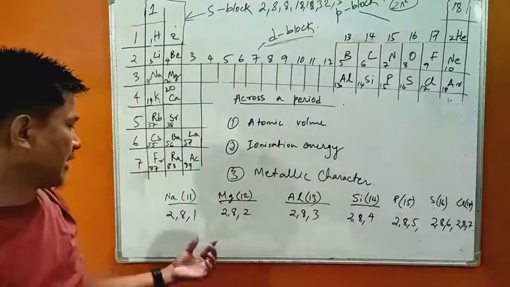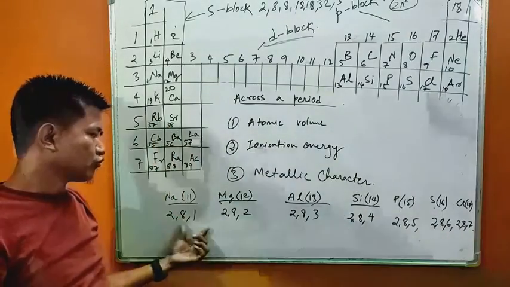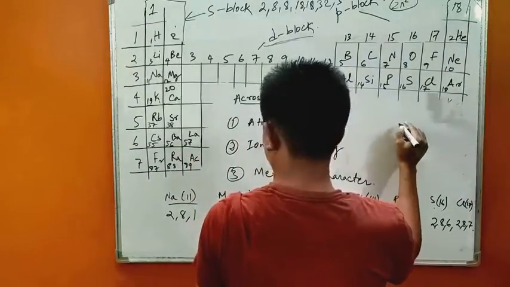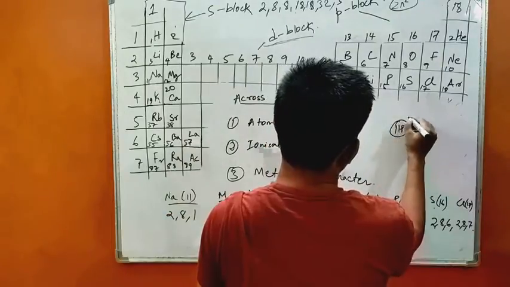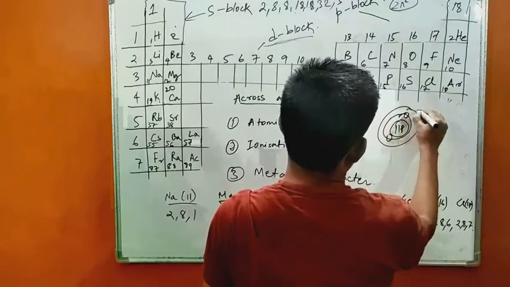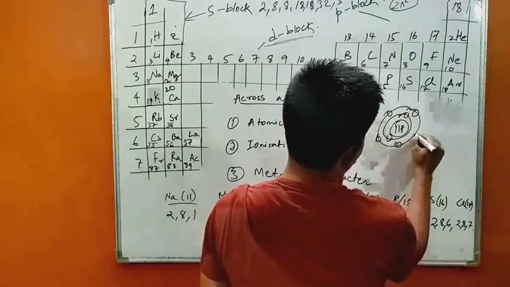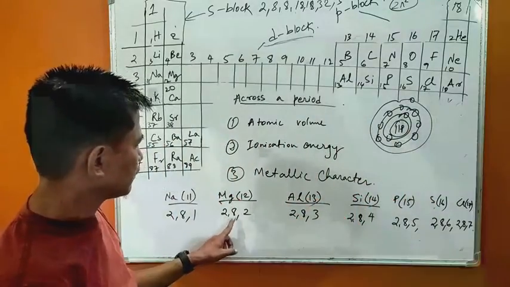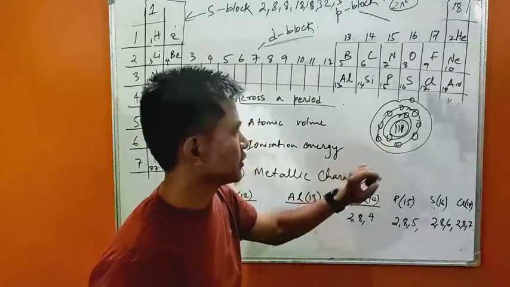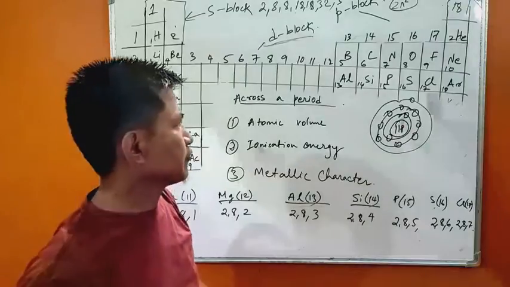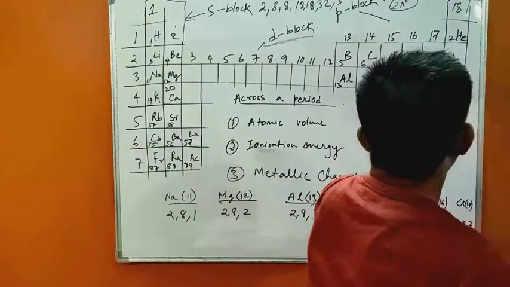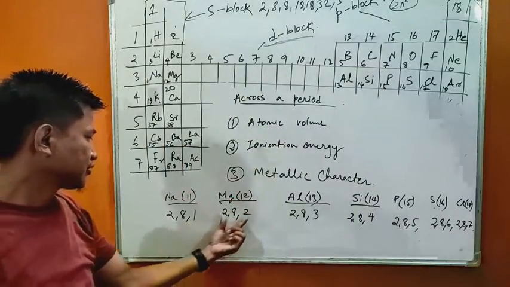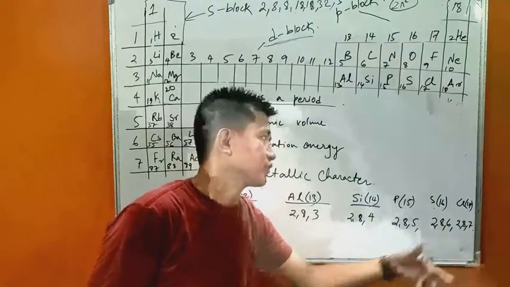Okay. Now atomic volume, actually it looks the same, isn't it? Because the number of shells is the same. In the first shell, sodium has 11 protons. So first 2 electrons, then 8, then 1, 11. Similarly, if you draw this also, 2, 8, 2. Atomic volume seems to stay the same because the number of shells in a period is the same. 3 shells, 3 shells, 3 shells, 3 shells, 3 shells, 3 shells, and 3 shells, isn't it?